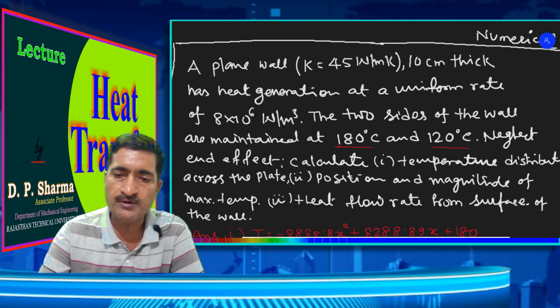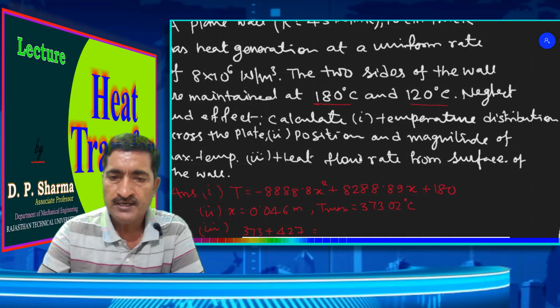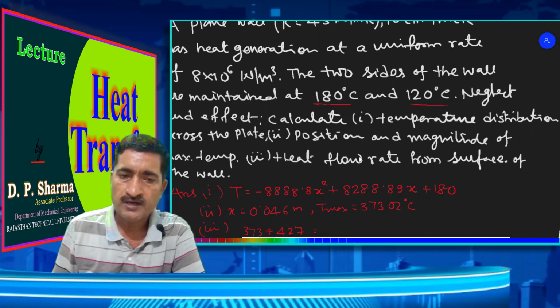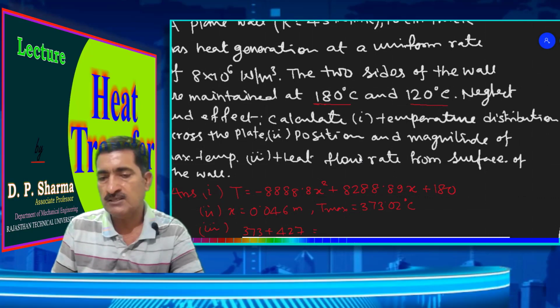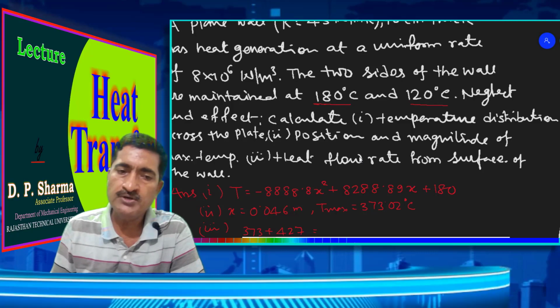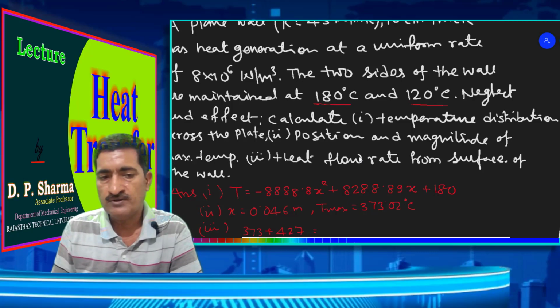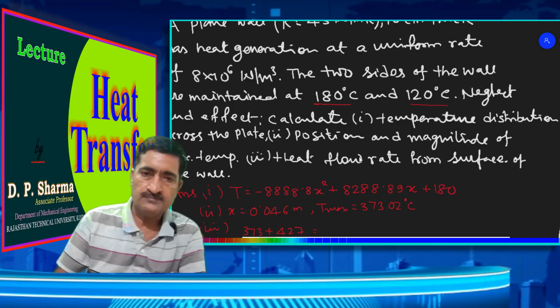What you have to find out? Calculate the temperature distribution across the plate. Second, the position and magnitude of maximum temperature. Third, heat flow rate from the surface of the wall.